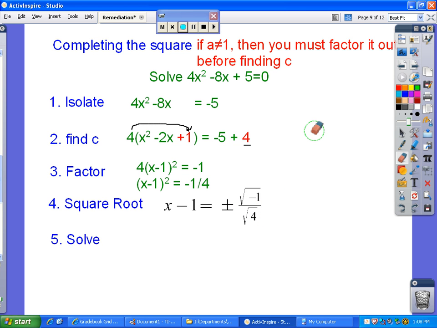So x minus 1 equals plus or minus the square root of negative 1 over the square root of 4. All right, move my x, and I'm going to simplify my radicals. So I'm going to add 1 to both sides, so x equals 1 plus or minus the square root of negative 1, which is i, and the square root of 4 is 2. So my final answer is x equals 1 plus or minus 1/2 i.